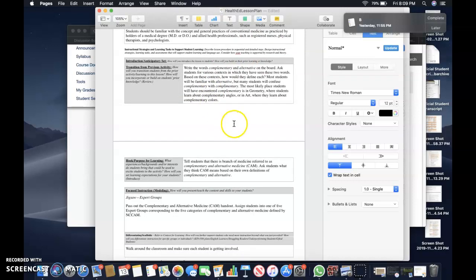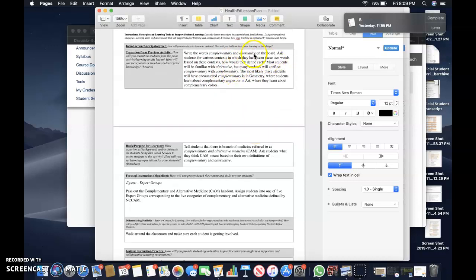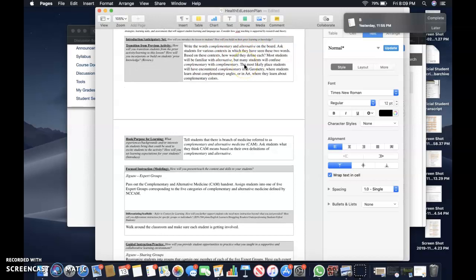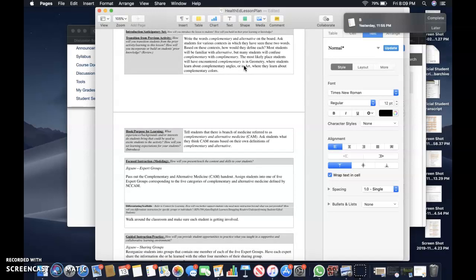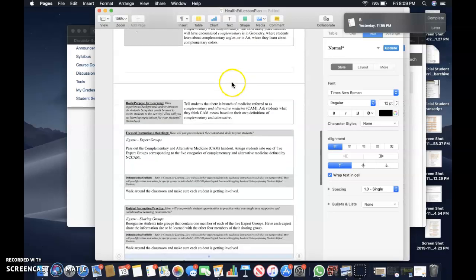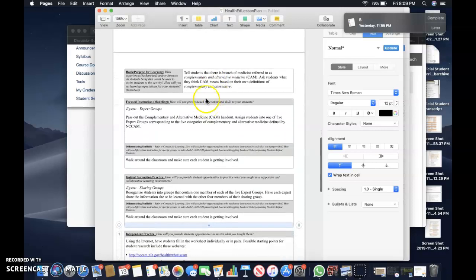For the transition from the previous assignment, we put the words complementary and alternative on the board and ask students in what various contexts they have seen the two words. So we're going into their background knowledge and their perception going into the lesson. Then we have the hook here.